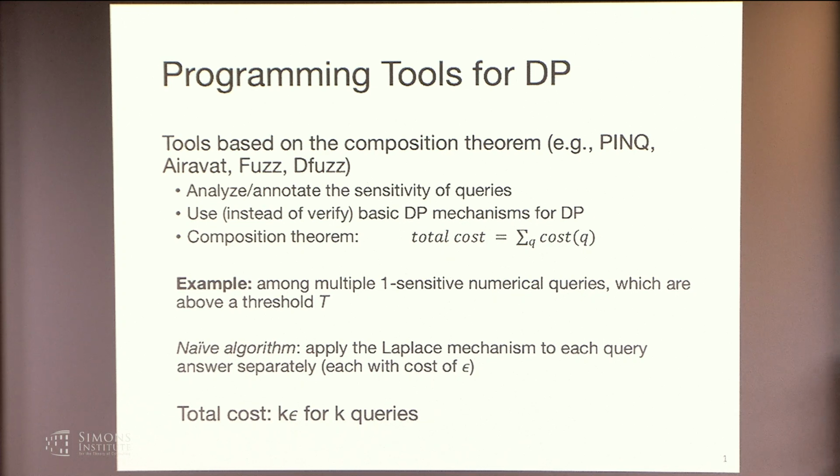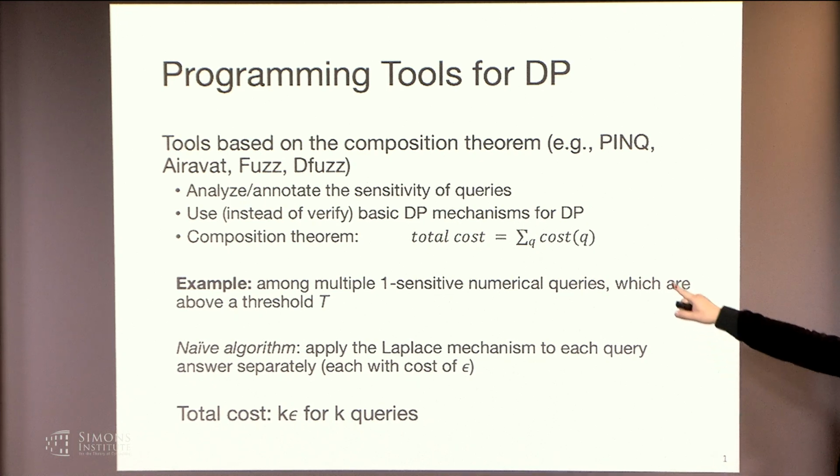Although these tools are a little bit different in their implementation and designs, you can think they work roughly in the same way. First, they either analyze the sensitivity of the queries, like in the Fuzz or DFuzz system, or require the programmer to annotate the sensitivity of the inputs. Then these tools use basic differential privacy mechanisms, such as the Laplace mechanism. Right? So if I know the data is one-sensitive, then I can apply some Laplace noise to it to make sure the result is differentially private.